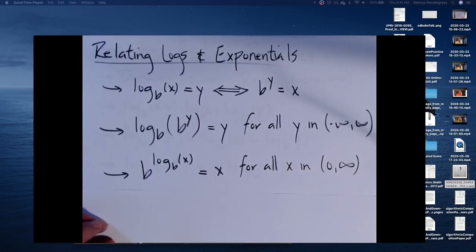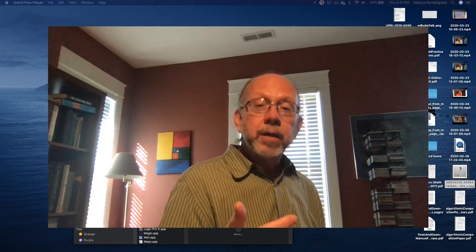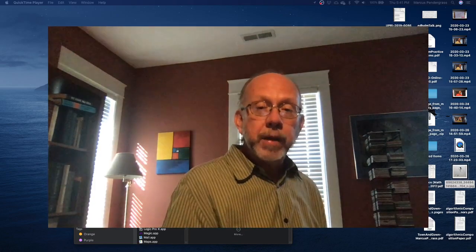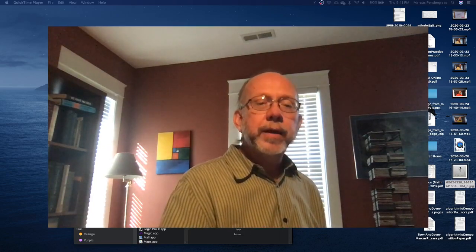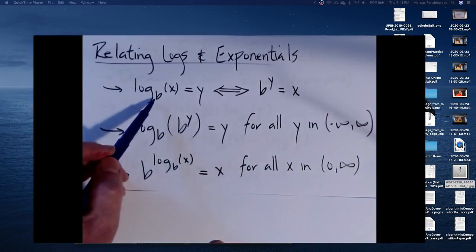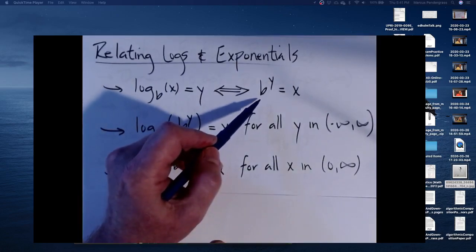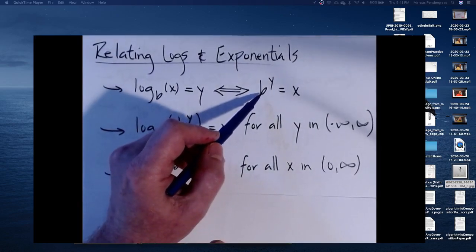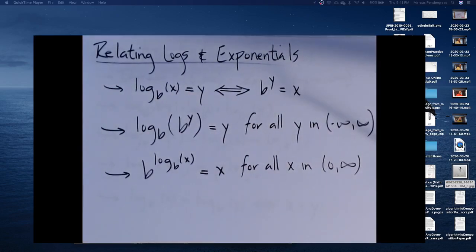So one way to think about this is that the log function base b and the exponential function base b basically just undo each other. Each one does the opposite of what the other did. If log base b turns x into y, then b, the exponential function, turns y back into x. And so these are called the inverse function relations.